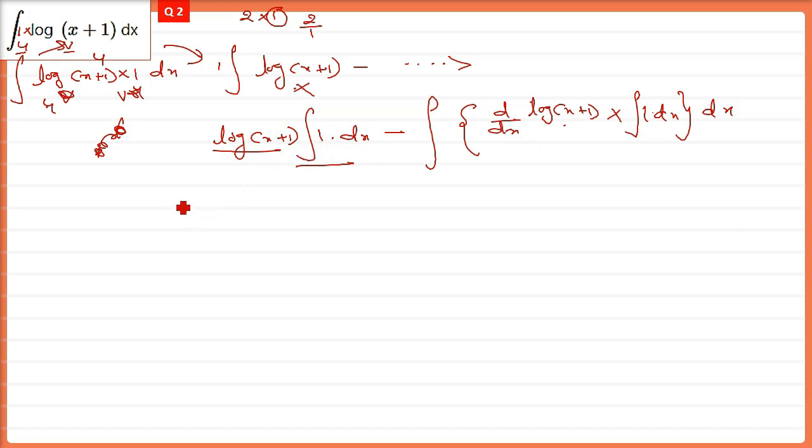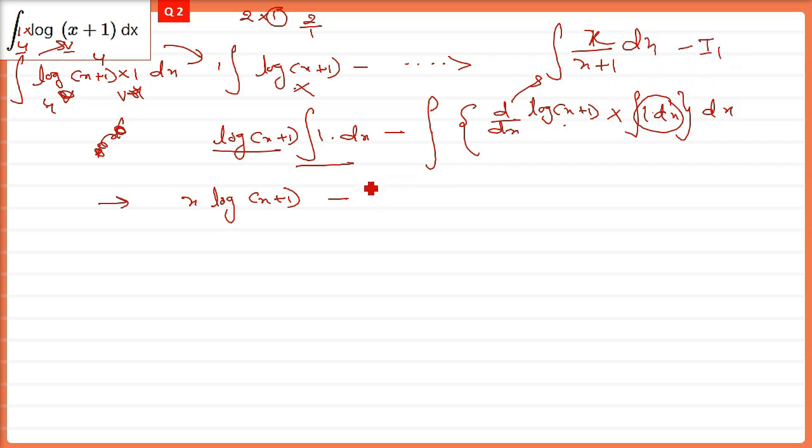So what is the integration of 1 dx? It will be x. So let's write x into log x plus 1. Log x plus 1 was treated as a constant, so it was kept outside. In the second function, log x plus 1 has to be differentiated. What is the differentiation of log x plus 1? 1 by x plus 1. Then the differentiation of x plus 1 will be only 1, so it doesn't matter. 1 by x plus 1 will come. And how about integration of 1 dx? It's x only. So x by x plus 1 has come. So we have to integrate x by x plus 1 dx.